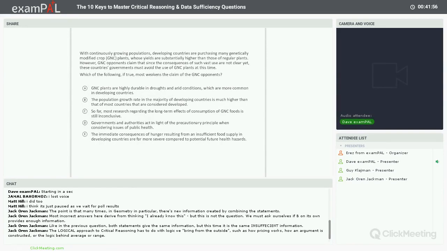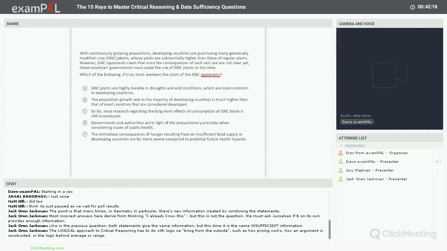Which of the following, if true, most weakens the claim of the GNC opponents? So, again, I'm not going to read the answers here because we don't have time. The first thing to notice is exactly what we're being asked to weaken here. We're being asked to weaken the claim of the GNC opponents. So there are two rival claims here, right? The GNC supporters' claim and the GNC opponents' claim. And let's identify the basis of each of these claims.